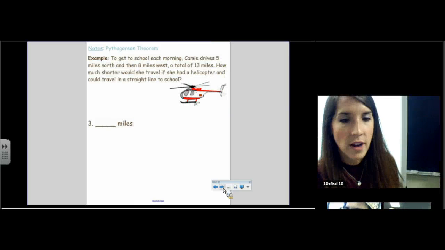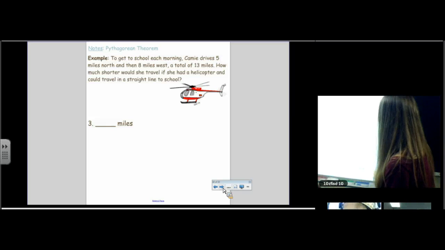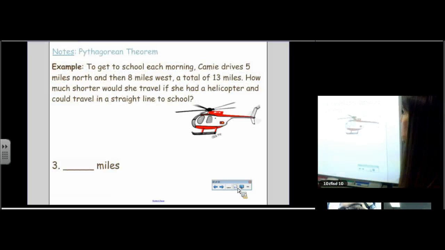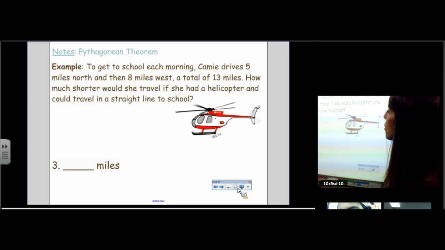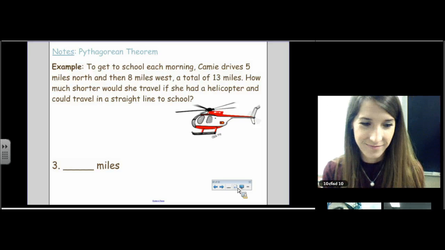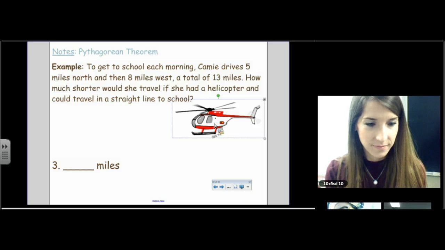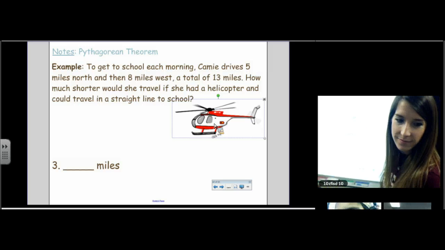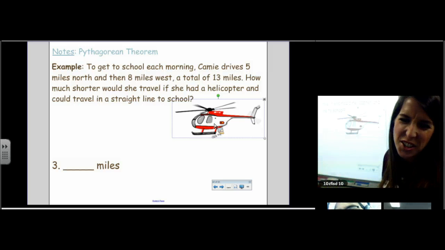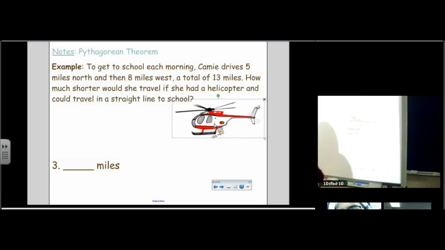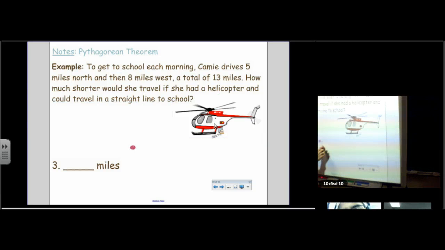Okay, to get to school each morning, Cammie drives 5 miles north and 8 miles west, a total of 13 miles. How much shorter would she travel if she had a helicopter and could travel in a straight line to school? So, did you hear the helicopter? It was really light. Okay, so you draw a picture. Here's her house. Put a dot and that's her house. So she usually drives 5 miles north and then 8 miles west to get to school.